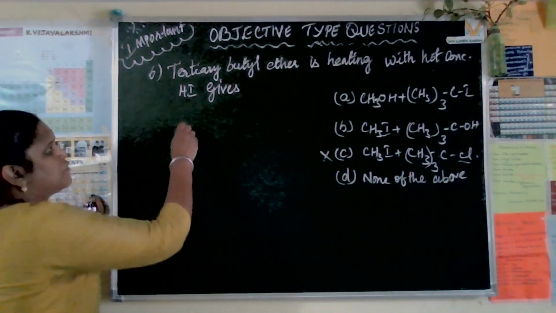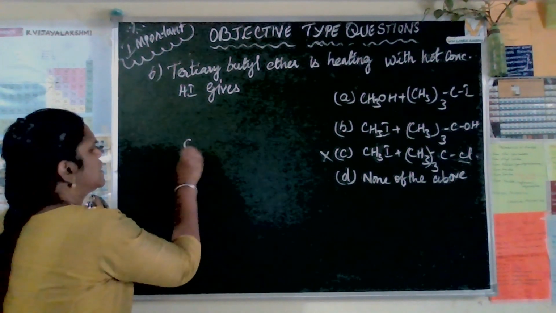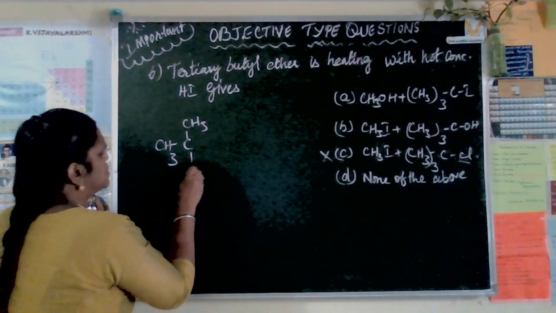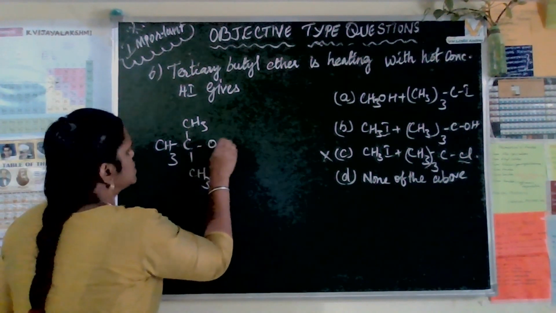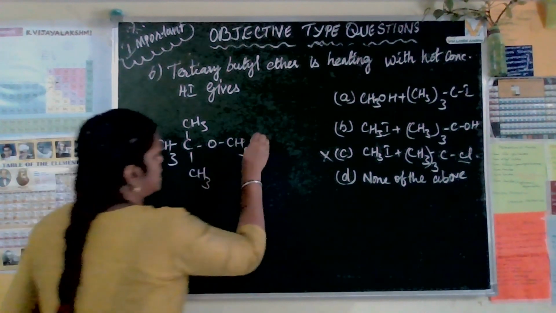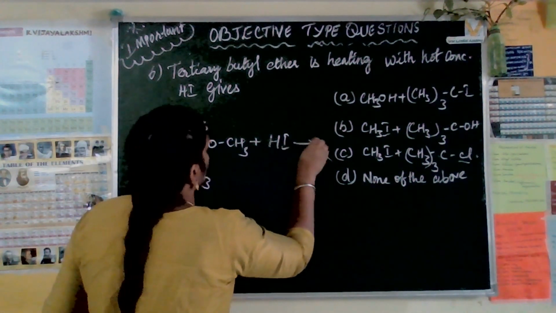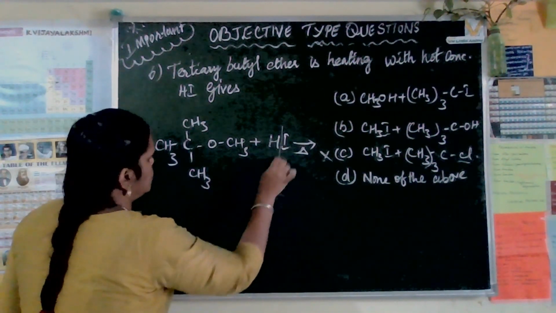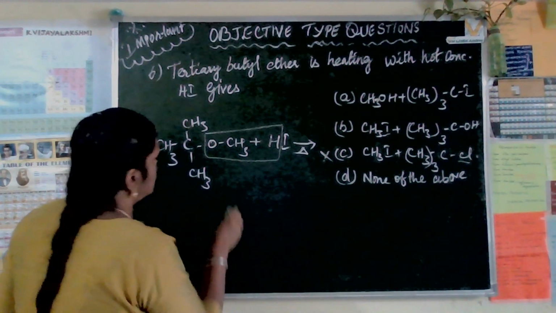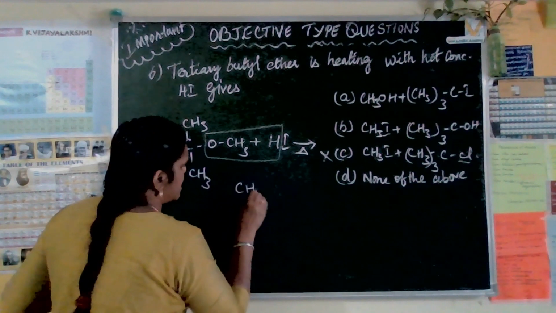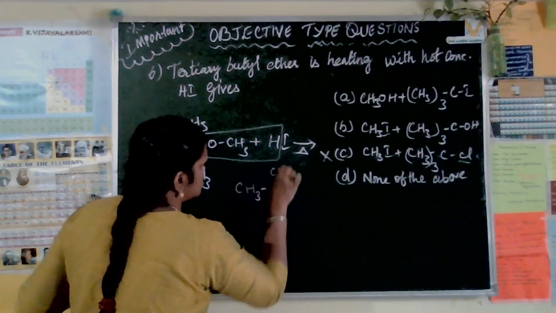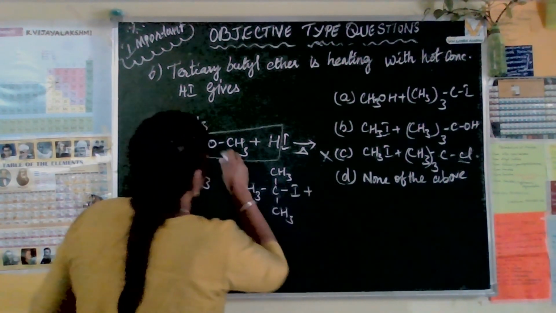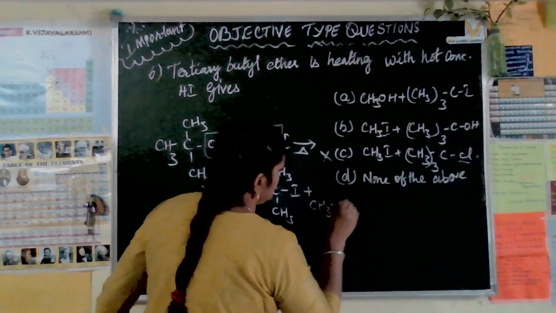Let us check it. First and foremost, what is the formula? Tertiary butyl methyl ether: (CH3)3C-OCH3, with hydrogen iodide in excess. So on heating, what will you get? I'll tell you a simple way. Tertiary (CH3)3C-I plus one more, CH3OH.